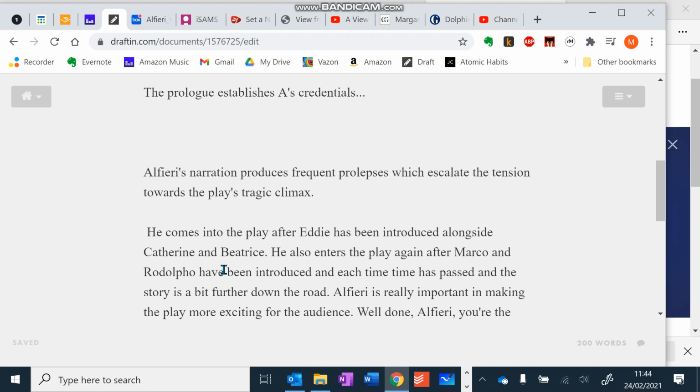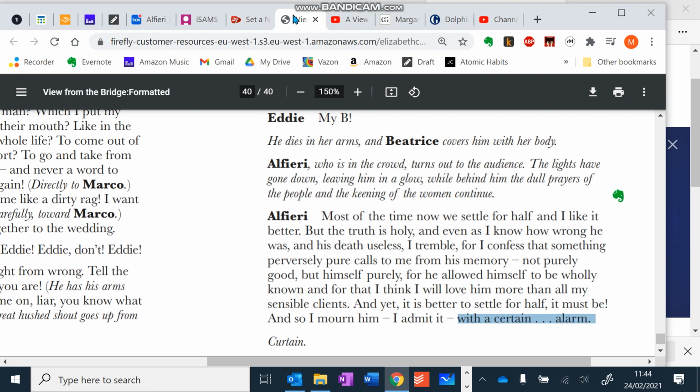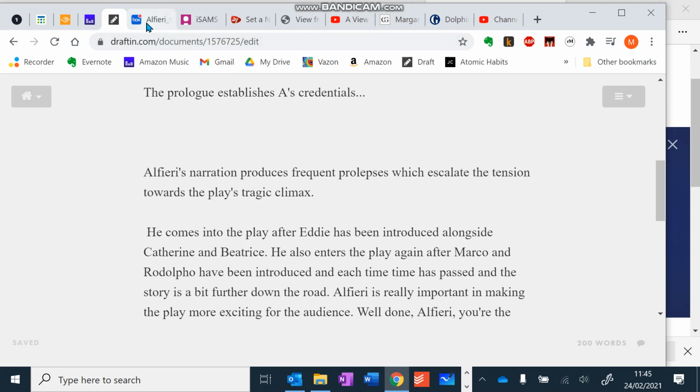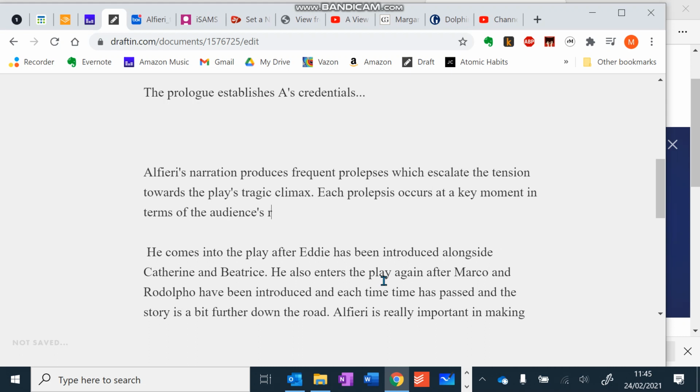Second part is, again, fine. It's a good selection, but this is lacking in detail, and this is where you're going to need to probably go back to the play. So remember, there's an online script. Hopefully you've actually got your play at home as well to look through. So go back and have a look. We're trying to talk about, remember, the structure of the play. So what I'm going to do here is be a bit more pointed again. So each prolepsis occurs at a key moment in terms of the audience's realization of Eddie's trajectory.